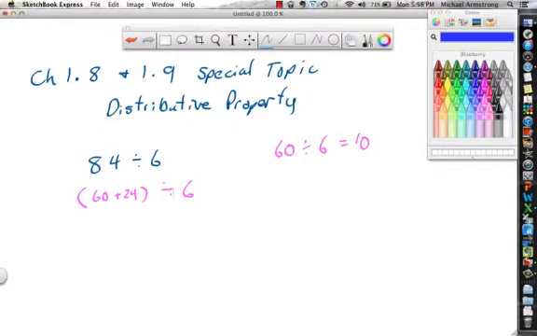Okay, once I get that figured out, I'm going to apply, using the distributive property, the division to both of the things inside the parentheses. So it becomes 60 divided by 6, and 24 divided by 6. Okay, so it was 6 into 60 and 6 into 24. These added together are 84. So if we find the answer to 60 divided by 6 and the answer to 24 divided by 6, we'll get the combined answer for what 84 divided by 6 is.